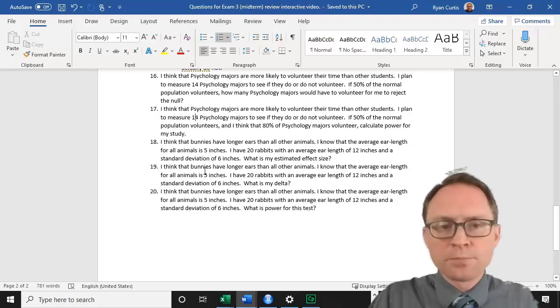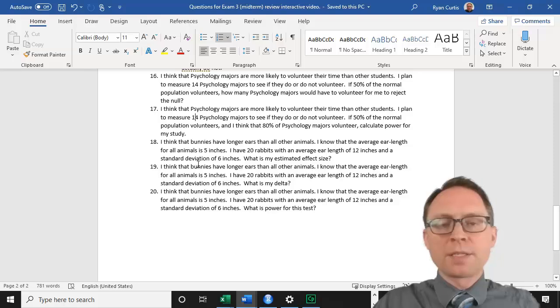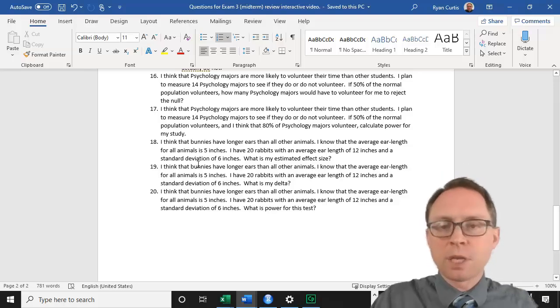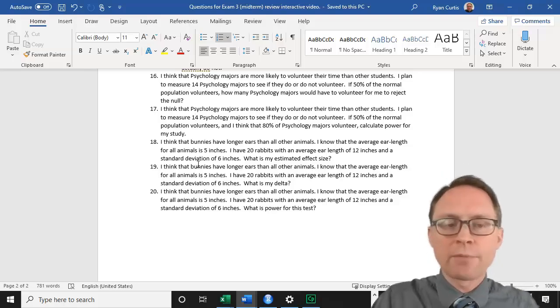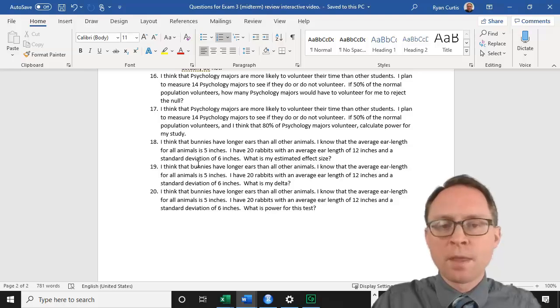I think that bunnies have longer ears than other animals. I know that the average ear length for all animals is 5 inches. I have 20 rabbits with an average ear length of 12 inches and a standard deviation of 6 inches. What is my estimated effect size?